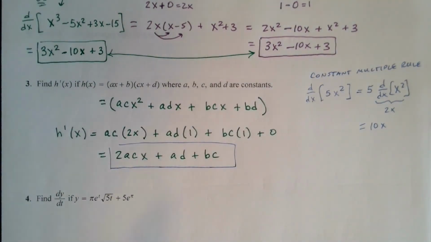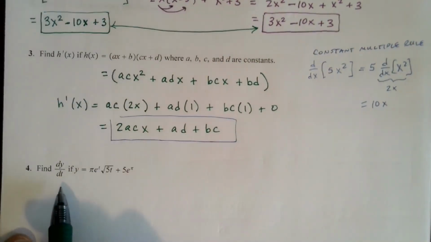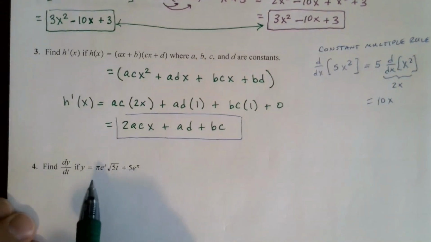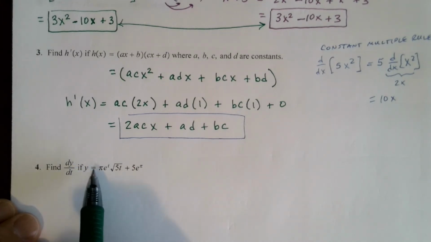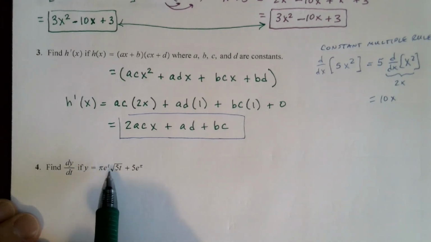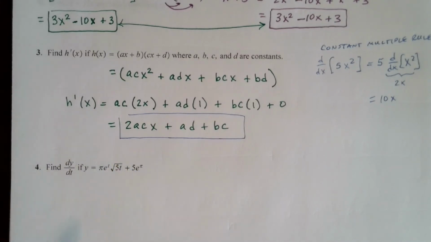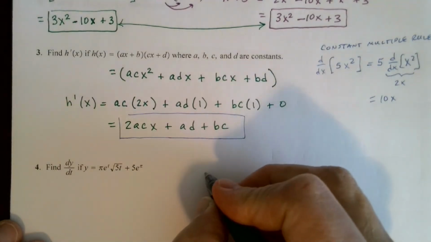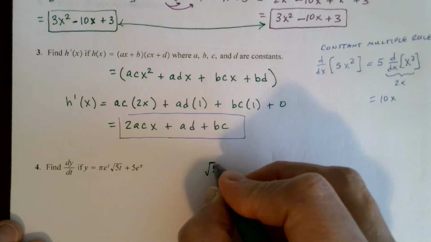Okay, let's do one more. Let's find dy dt if y is equal to, so notice that we're differentiating now with respect to t, right? It's not dy dx, it's dy dt. Y is what? Pi e to the t square root of 5t plus 5 e to the pi. Okay, so this was a little bit complicated, and I want to take a look at the square root of 5t for a minute. How can we handle doing this?